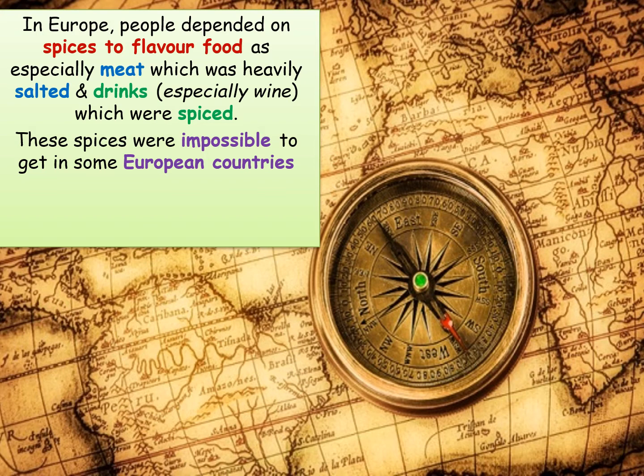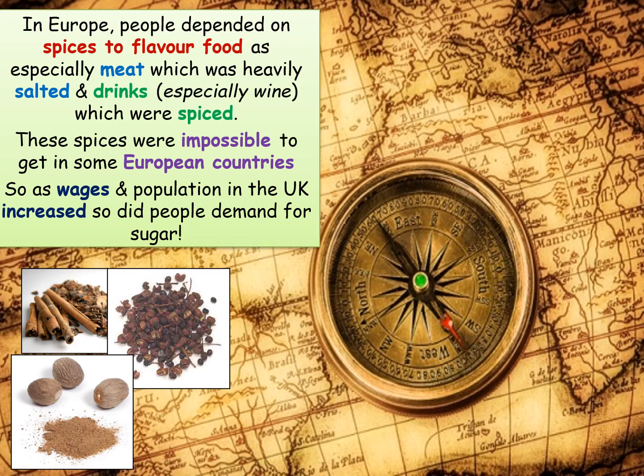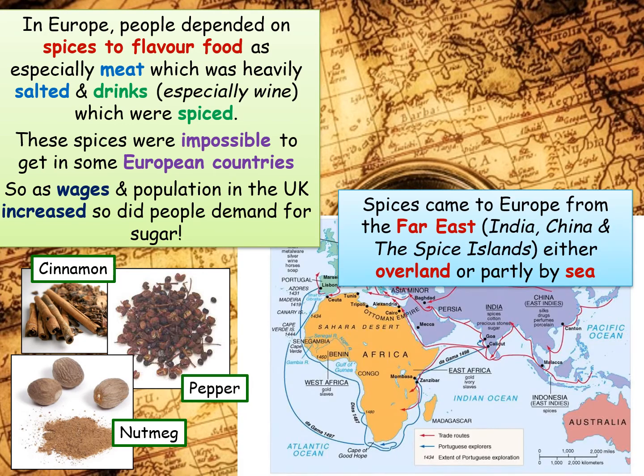These spices were utterly impossible to get in the European countries, so because wages and population in the UK had increased, more and more industrial revolution things, more jobs, people had a lot more money, and they demanded things like sugar, cinnamon, pepper, nutmeg, these things as well. All of these spices came to Europe from the Far East, so India, China, the Spice Islands, either they came over land or partially by sea.